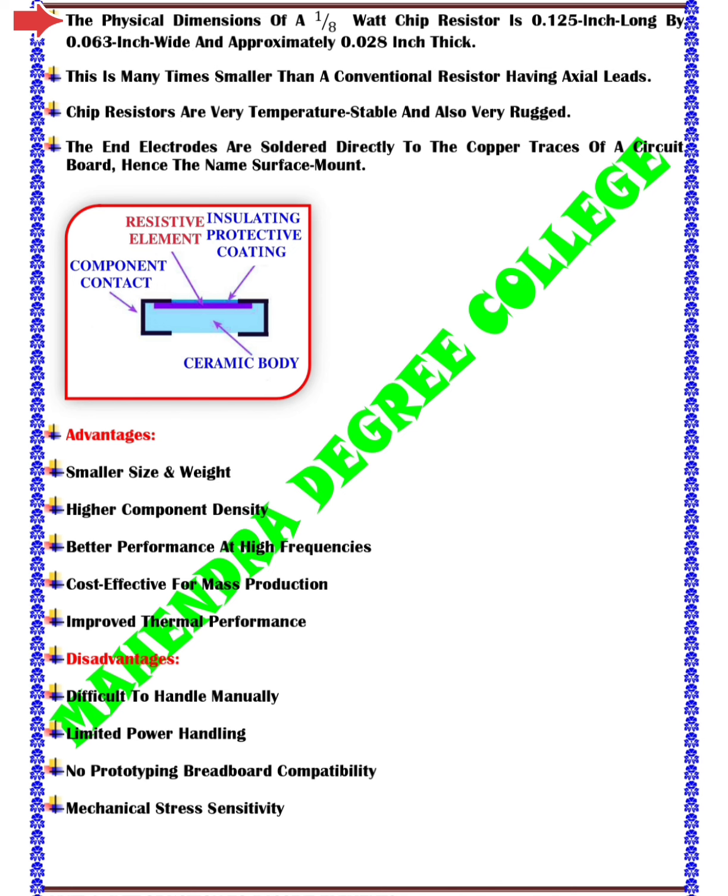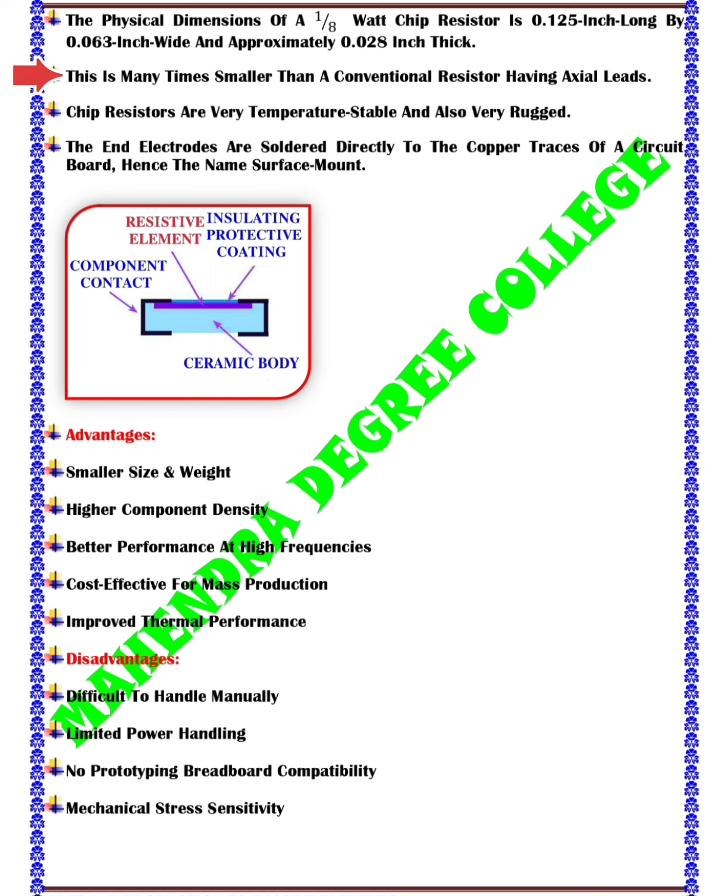1206 means 0.12 inch by 0.06 inch in imperial units, or 3.2 millimeters by 1.6 millimeters in metric units. This is a common size for 1/8 watt, which means 0.125 watt, surface mount resistors.